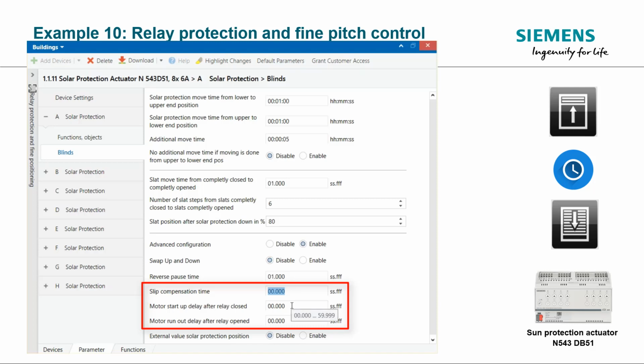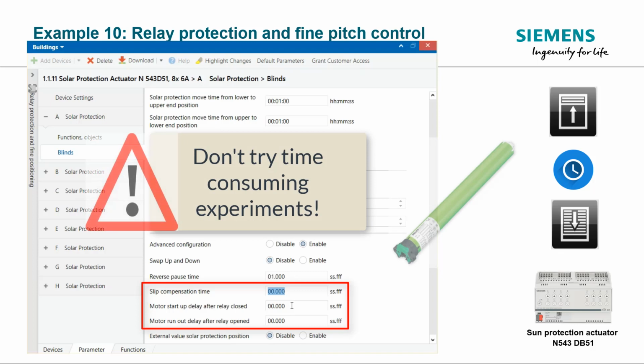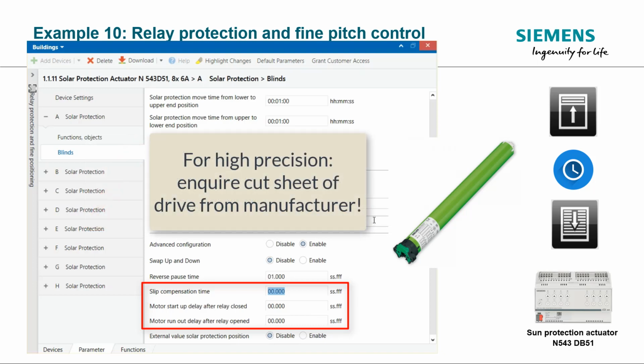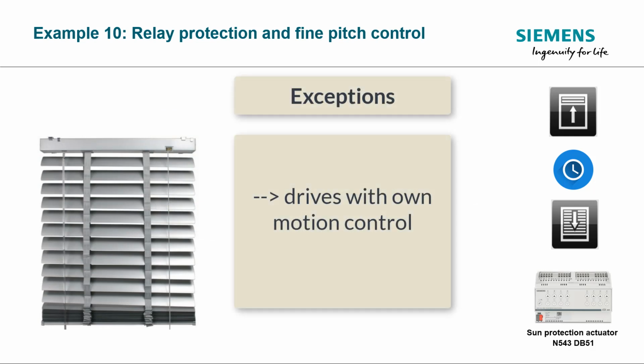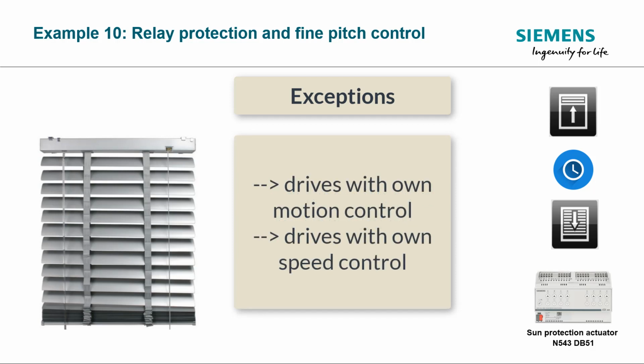If the actuator is used for facade automation via 8-bit telegrams from a weather station, it must position the drive with a high degree of precision. This can be achieved by adjusting these parameters. The experimental determination of these delay values, however, is complicated, so it'd be easier to get this data from the drive manufacturer. However, there are exceptions in which no suitable parameterization can be determined.